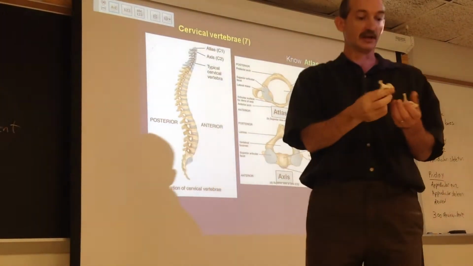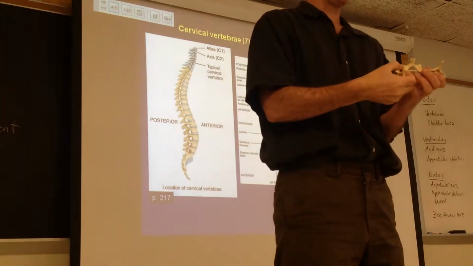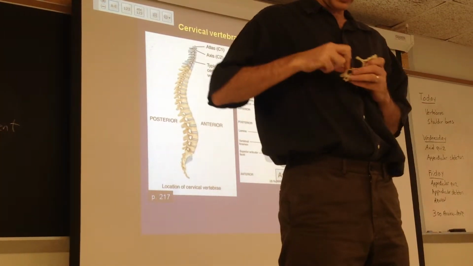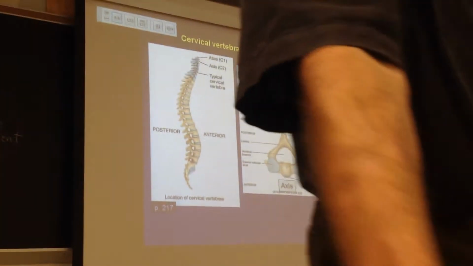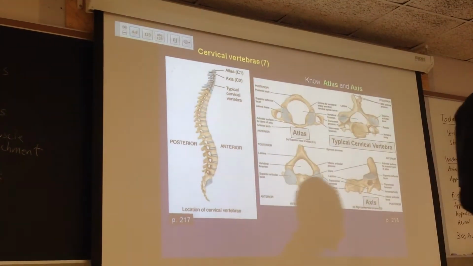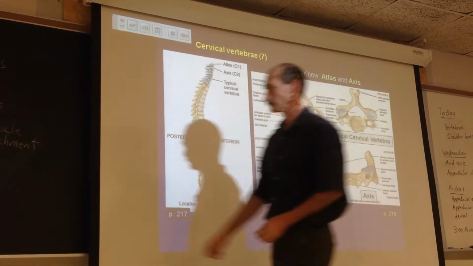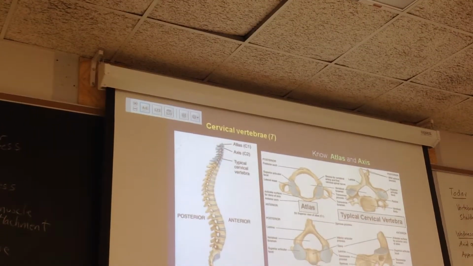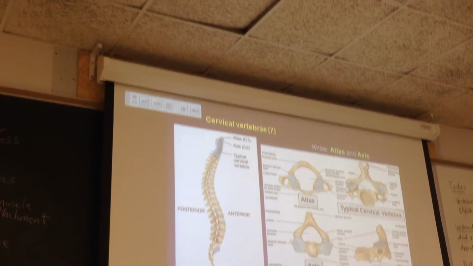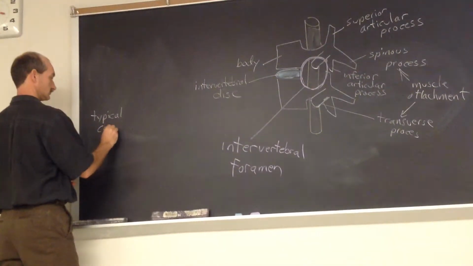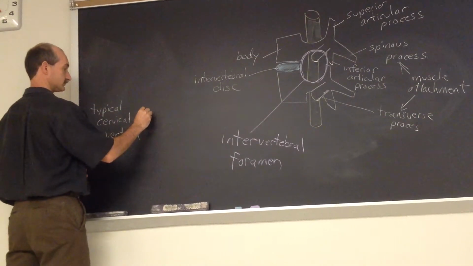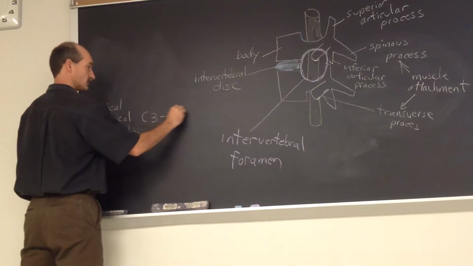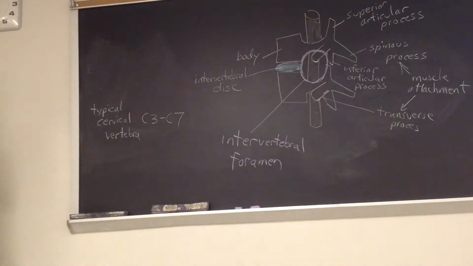And otherwise, they vary a lot. The spinous process can be split, it can be single. But maybe you can see the little holes here. If not, I'll pass around a couple either direction. These are cervical vertebrae. These are what we call typical cervical vertebrae. C3 through C7 look like this.